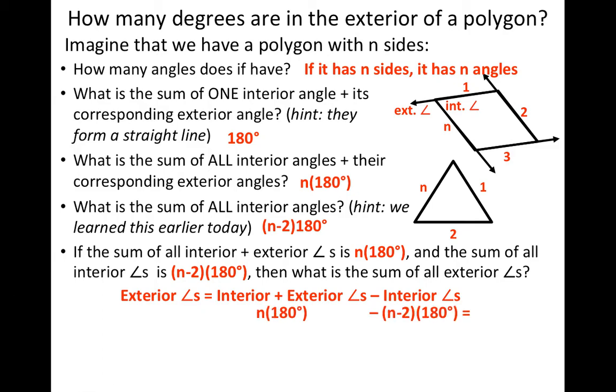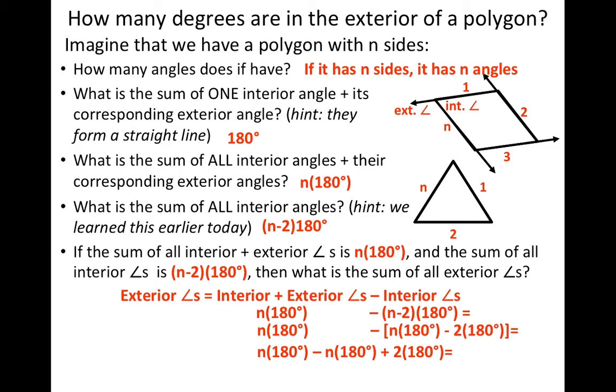So, what is the interior plus exterior? Well, we know that that's n times 180. And the interior, we know from our polygon angle formula, is n minus 2 times 180. Okay, well now let's distribute the 180. We distribute the negative, and n times 180 minus n times 180 cancels out. And we're left with 2 times 180, which equals 360.